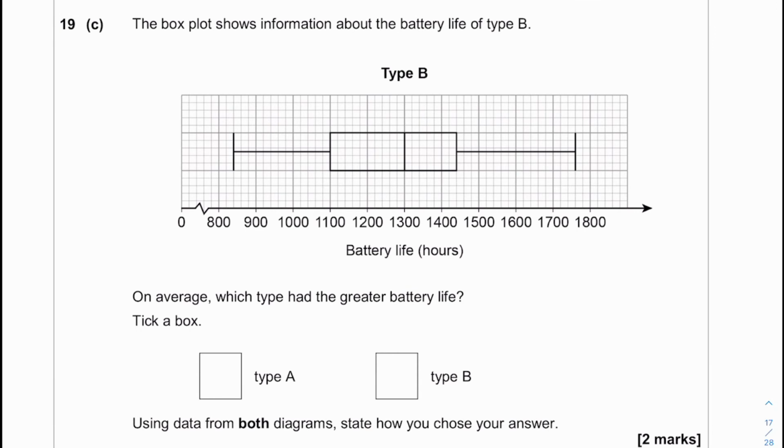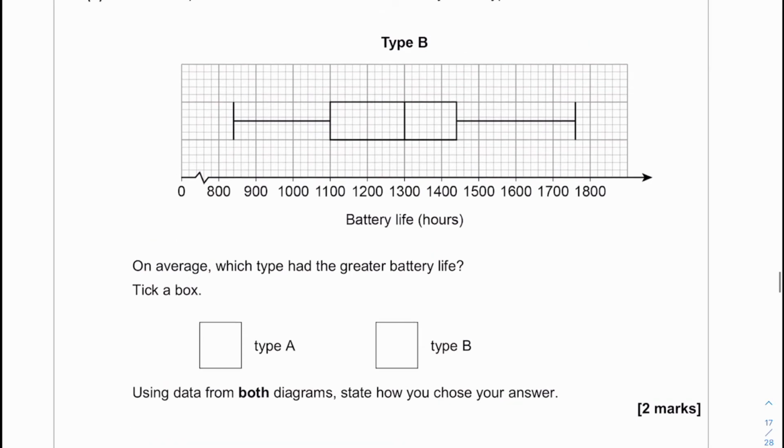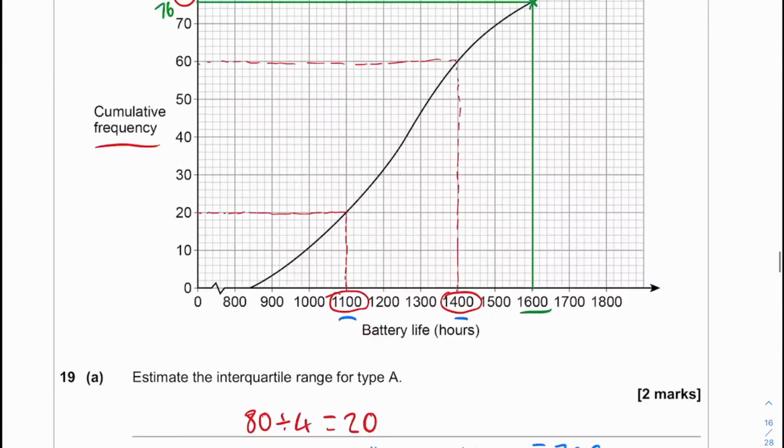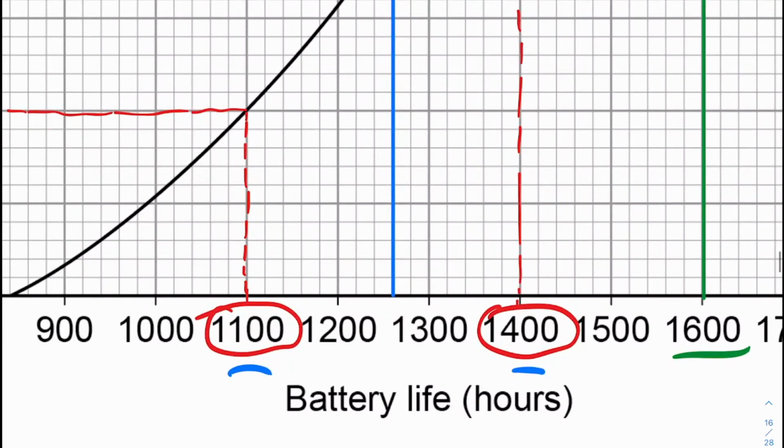Question 19c, we are given a box plot showing information about the battery life of type B, and the question is, on average, which type had the greater battery life, A or B? And using data from both diagrams, basically say why you're choosing that type of battery. So the key thing that we need to look at here is the median for both diagrams. The median here is 1300, and in our type A diagram, the median, which would be at the point 40 going across and then down, is at about 1280.